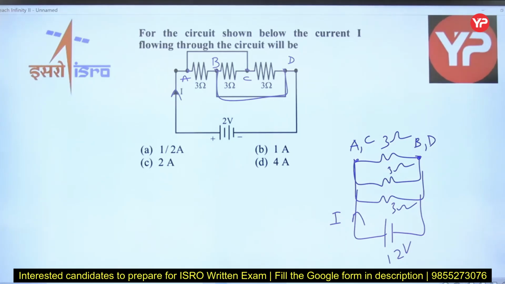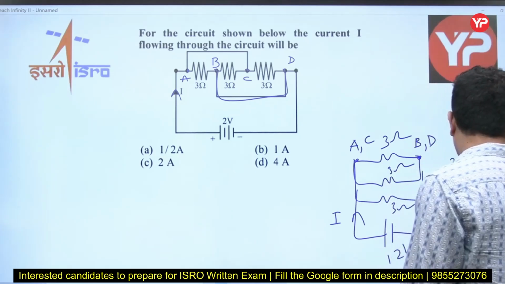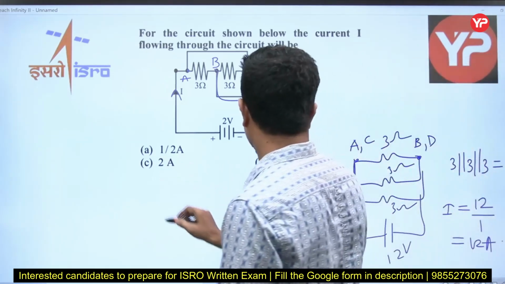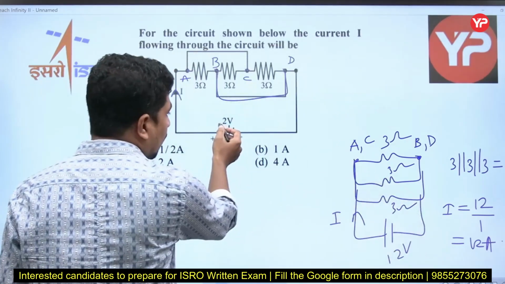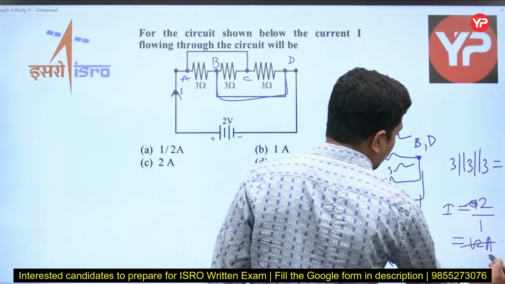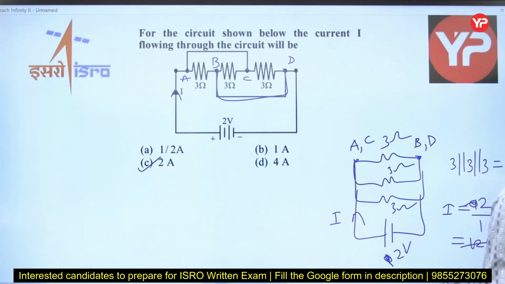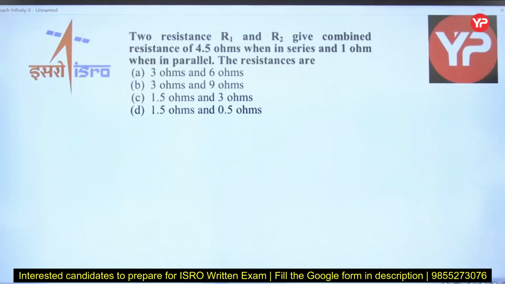Very simple thing it is. That current will be, 3 in parallel with 3 in parallel with 3 will be 1. Now the current I is equal to simply 12 by 1 is equal to 12 amperes. But it is not 12 volts, it is 2 volts. Then 2 divided by 1, it is 2 amperes. Option is C. Very simple question, right? Let us go to the next question.